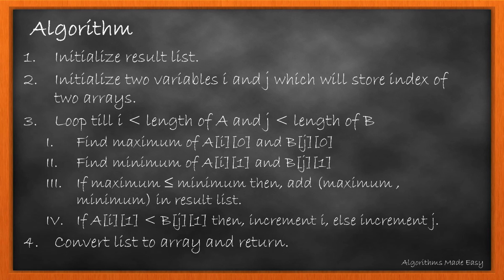Now we move to the second condition and check if the index 1 value in A of i is less than that in B of j. If yes, then we increment i, otherwise we increment j. At the end, we convert the list to an array and return it.